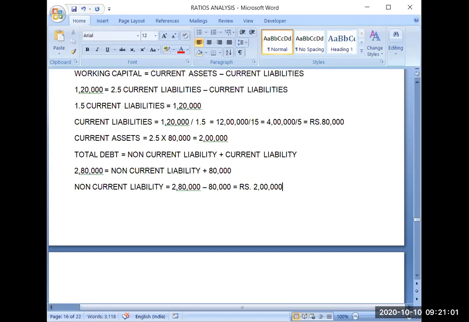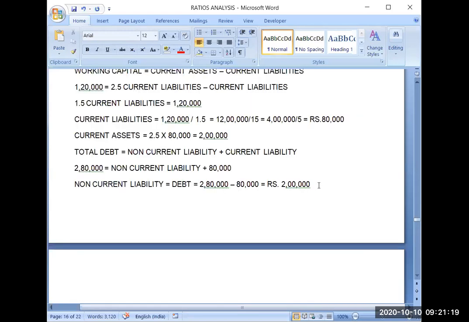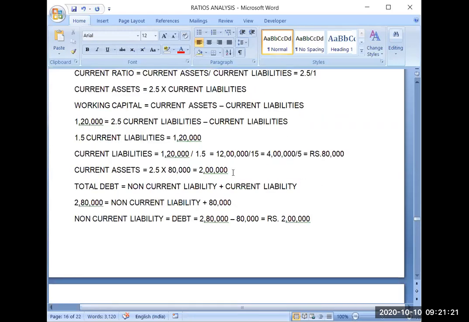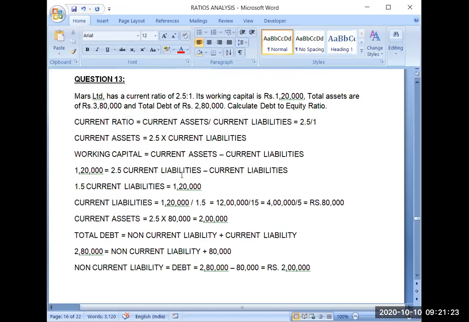So that is the value of my debt. Now you can write here also, non-current liability is equal to debt is equal to 2,80,000 minus 80,000. Now I need to calculate the value of equity. So now total value of assets is given. Total value of asset is given, 3,80,000.